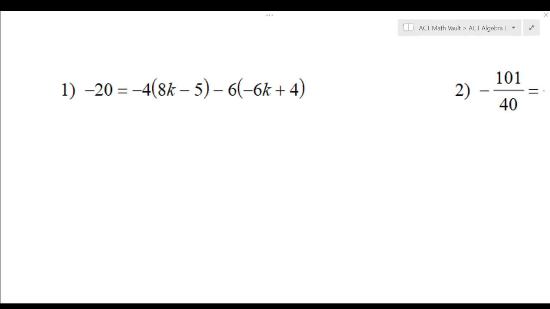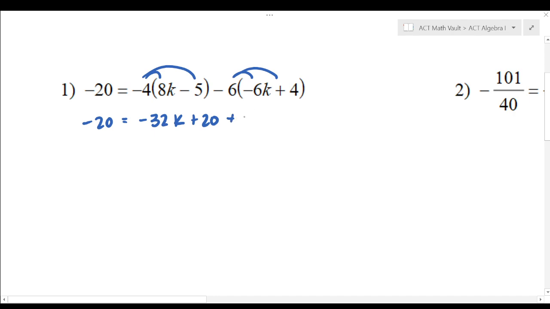So the first thing I'm seeing is parentheses. So we have to address that with distribution. That's technically -4 times what's in parentheses. -6 times both pieces in the parentheses. Okay, so -20 equals -32k plus 20 plus 36k minus 24.